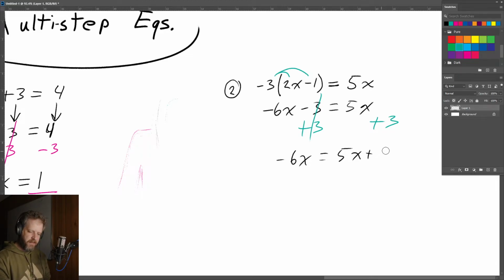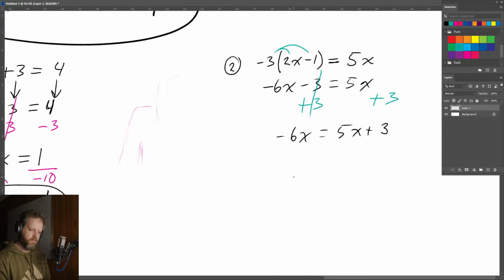What should I do now? Why did we not add the 5 and the 3? Does the 3 have an x on it? No, so we can't combine them because they're not alike.